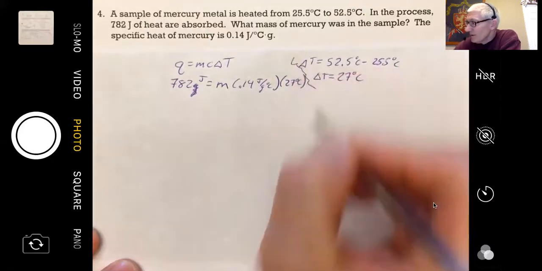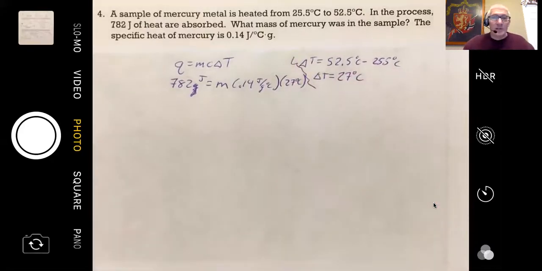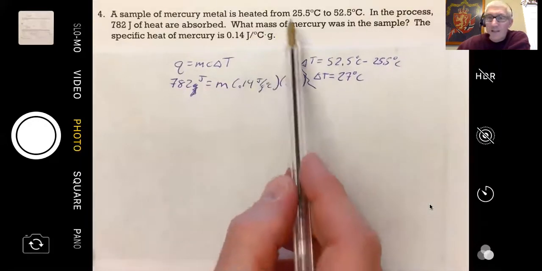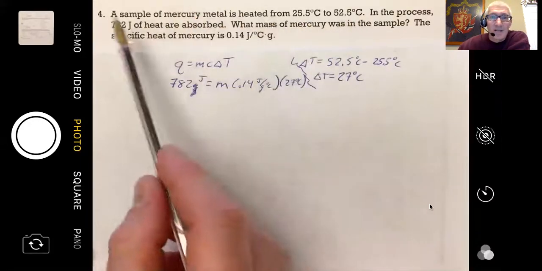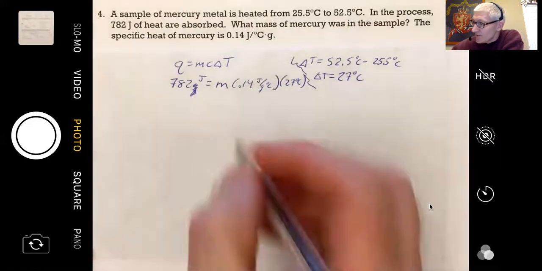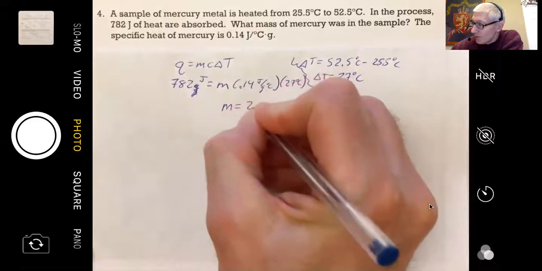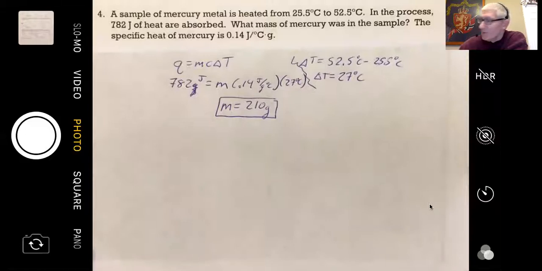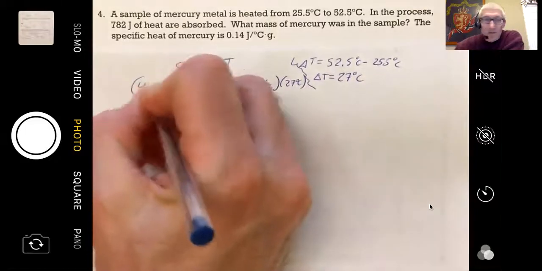So at this point, we go ahead and just do the math. We're going to divide 782 by 0.14, and then divide that by 27. And I'm getting an answer, and I'm going to look at my sig figs. I've got 3 sig figs, 3 sig figs, 3. I've got 2, so I'm going to go to 2 sig figs. I'm going to say 206, which would go to 210 grams. Okay, so that is number 4.